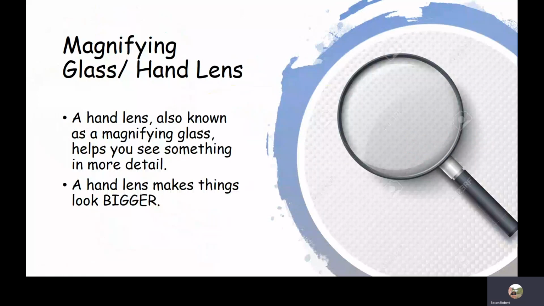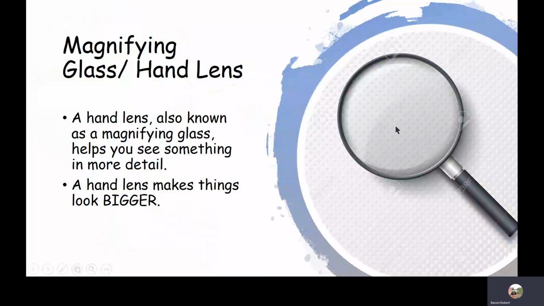Magnifying glass or hand lens. Magnifying glass or a hand lens. These help you see something in more detail. It makes little things look big. So it's very similar to our microscope, but it's not as powerful.